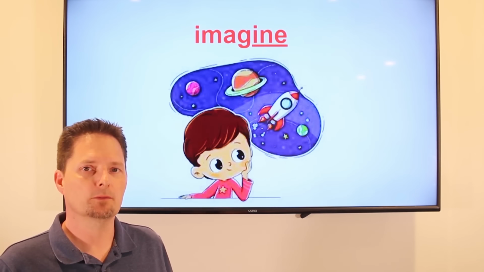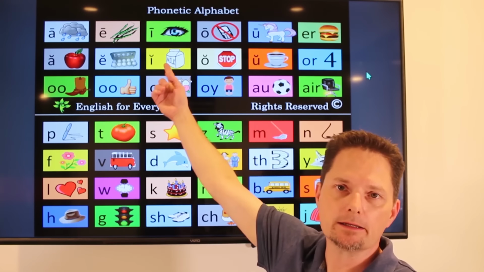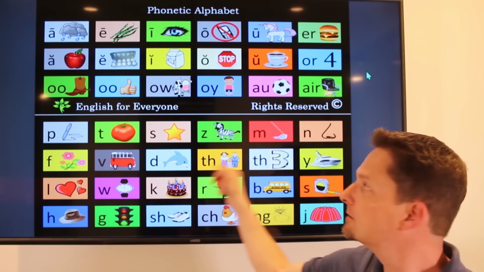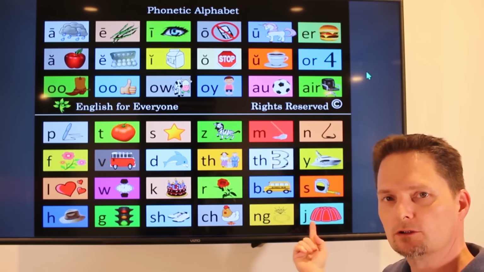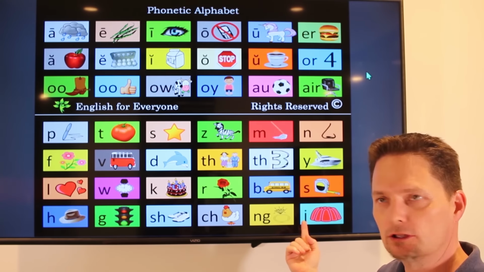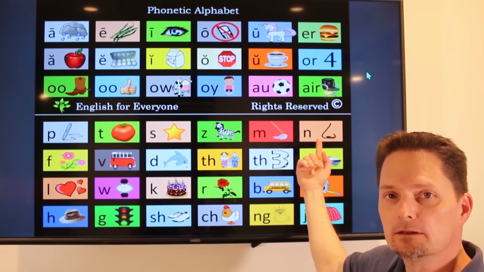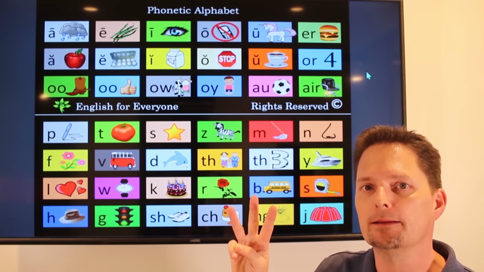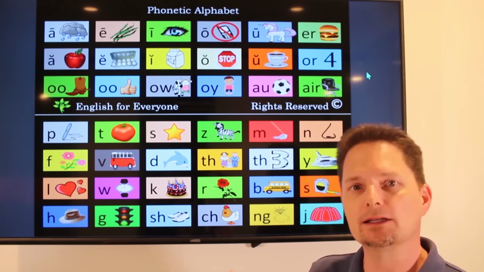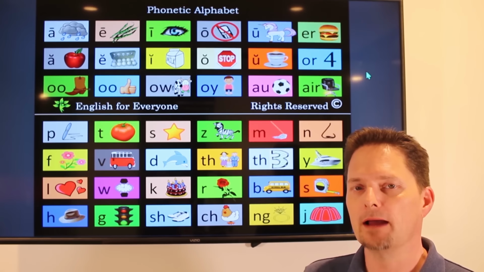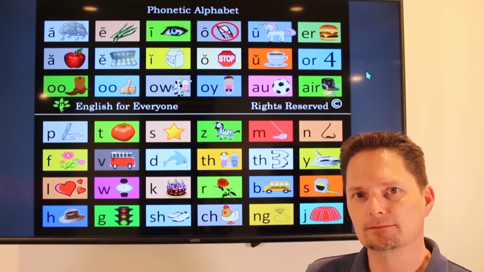Let's take a closer look at the pronunciation. Imagine. I, im, a, ima. J, strong sound, j, image. I, imagine. Imagine. Stress on the second syllable. Imagine. Can you imagine traveling in space?